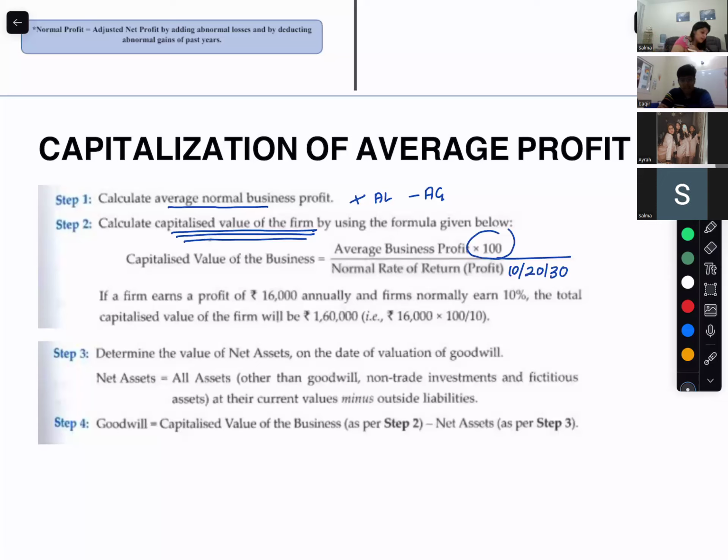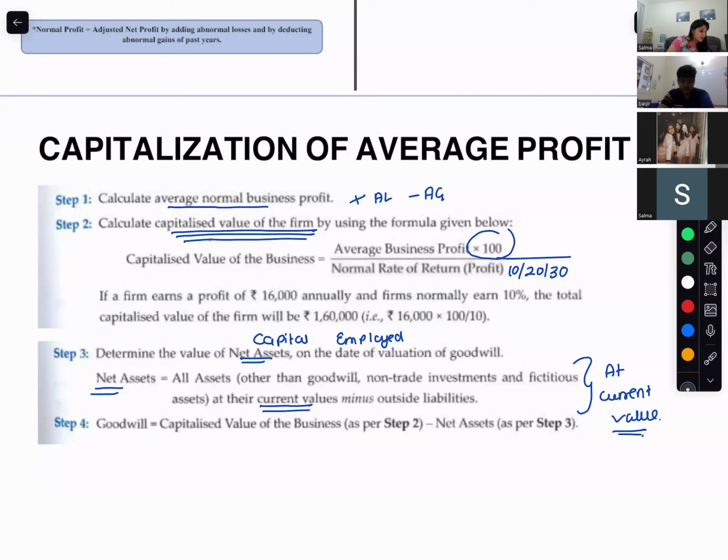Then you will find your net assets. Net assets is nothing but your capital employed. All the assets minus goodwill, minus non-trade investments, minus fictitious assets, but you will take the current value. So all assets minus outside liabilities, at which value? At the current value.